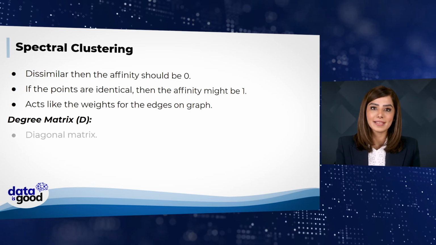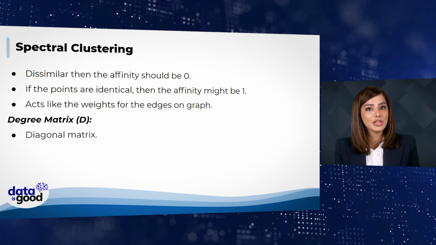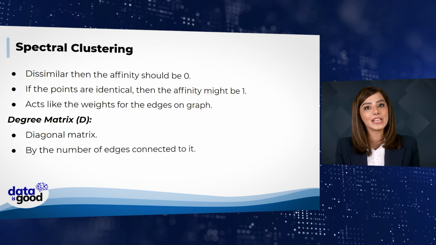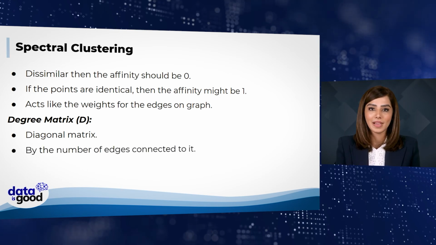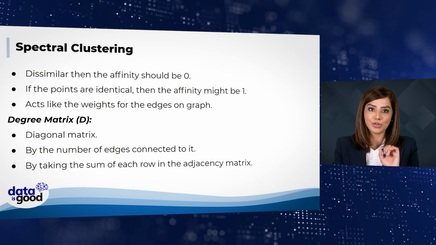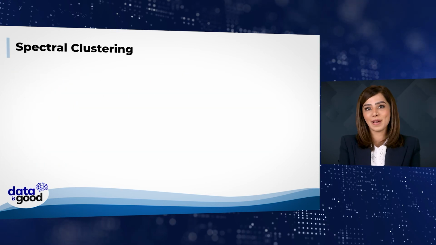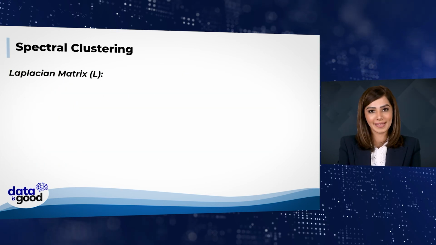Degree matrix is a diagonal matrix where the degree of a node on the diagonal is given by the number of edges connected to it. We can also obtain the degree of the nodes by taking the sum of each row in the adjacency matrix. Finally, the last one is the Laplacian matrix.